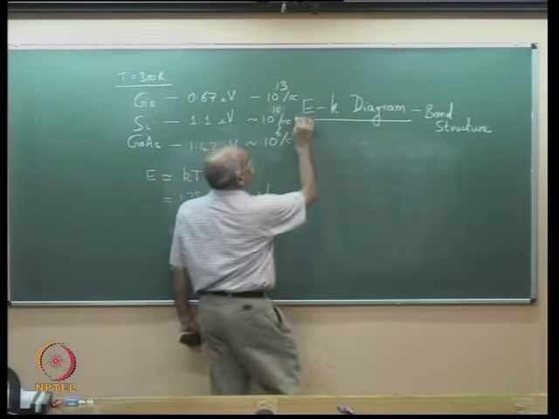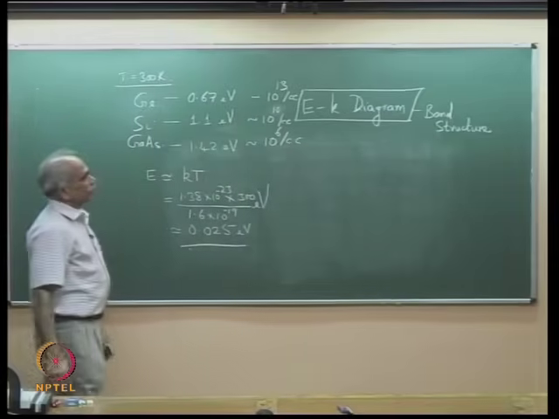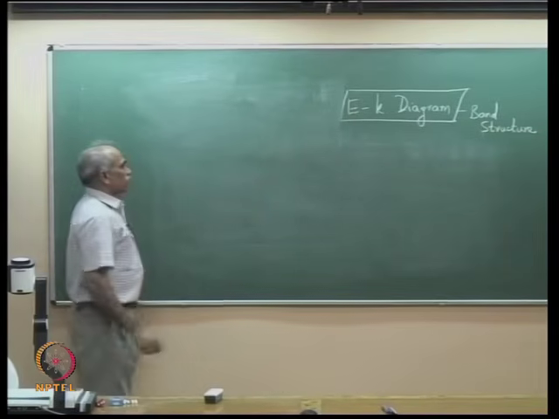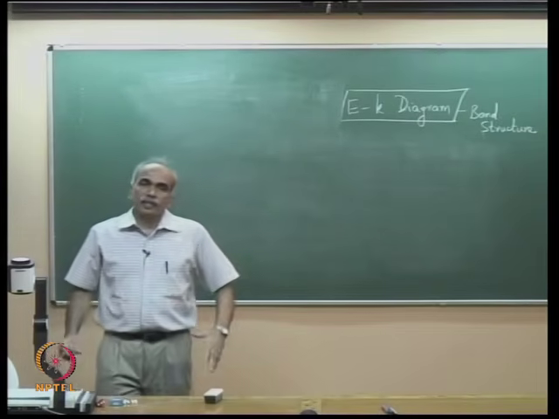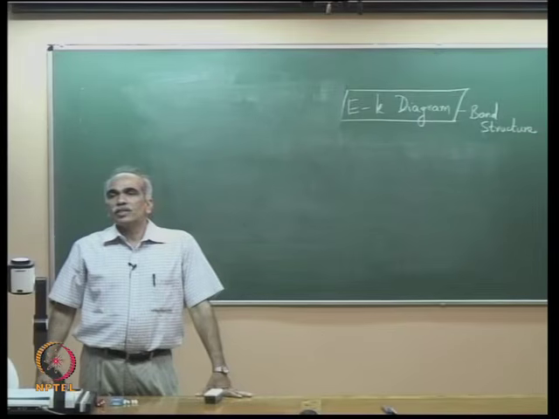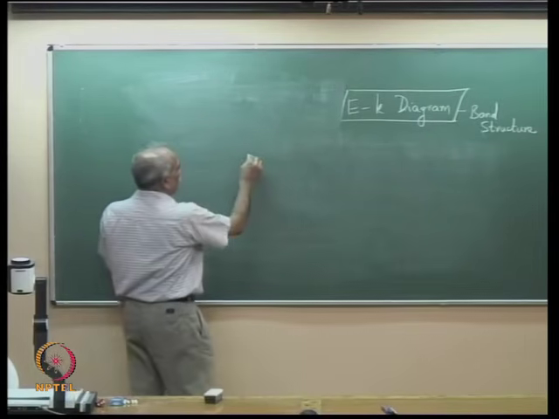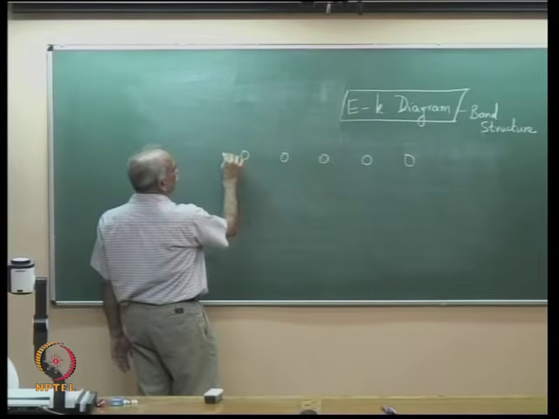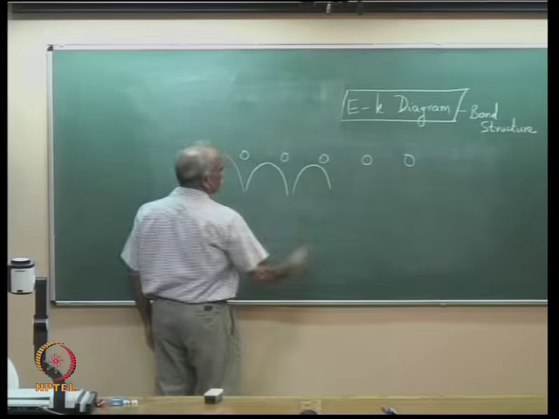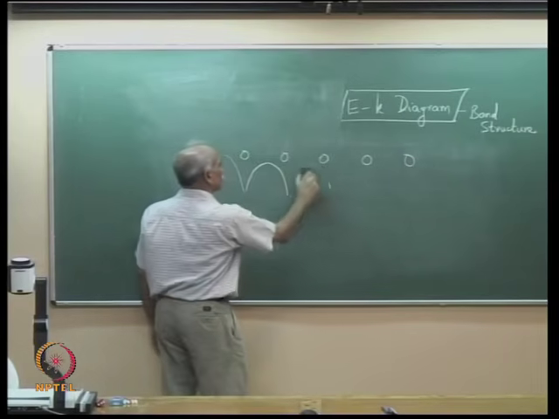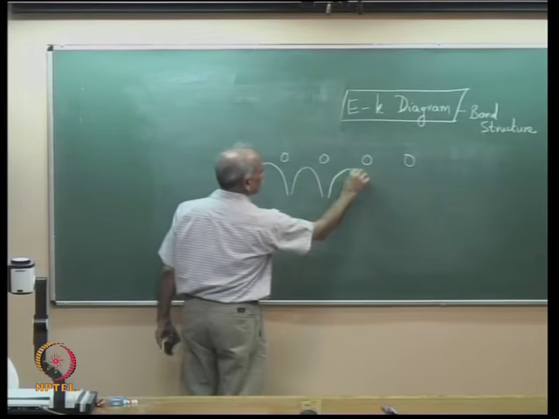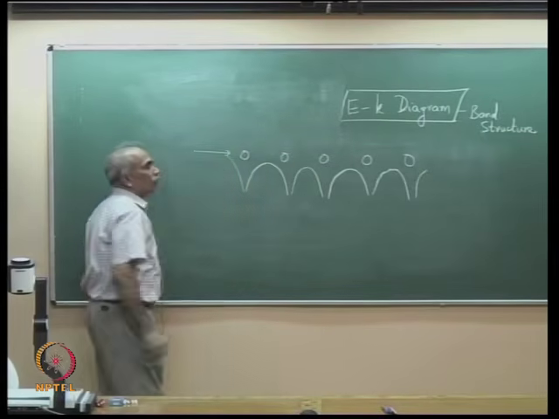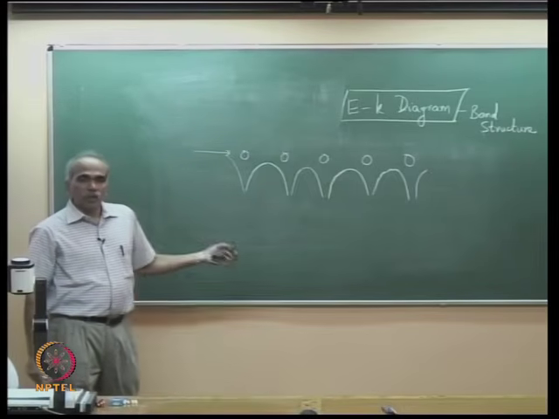So, let me go further to discuss the E-K diagram, energy versus k. In the last class, we discussed that most of the useful semiconductors are crystalline, and in crystalline semiconductors, atoms are arranged periodically in a lattice. The periodical arrangement, if I take a 1D arrangement for simplicity, leads to a periodical variation of potential energy here. But the motion of electrons in a crystal is governed by the laws of quantum mechanics.